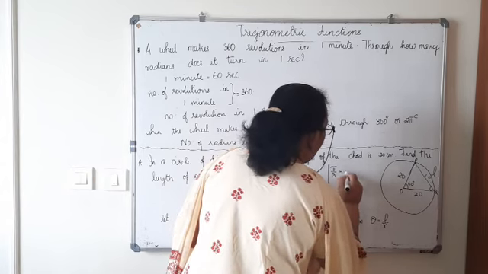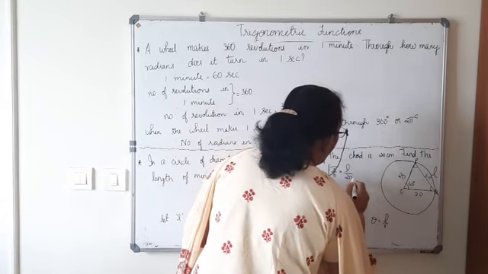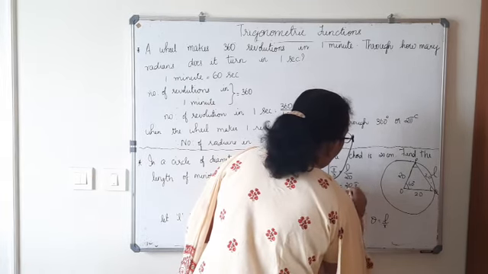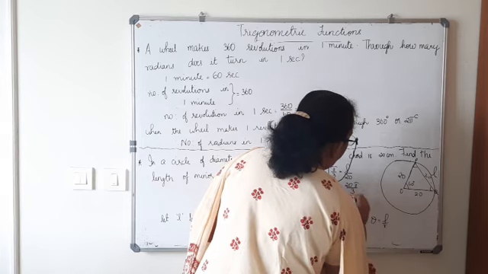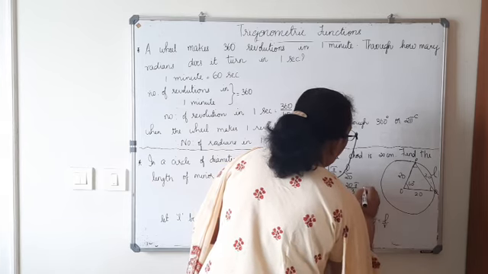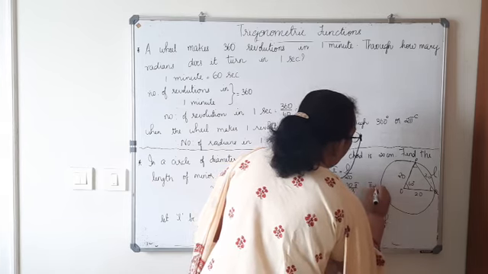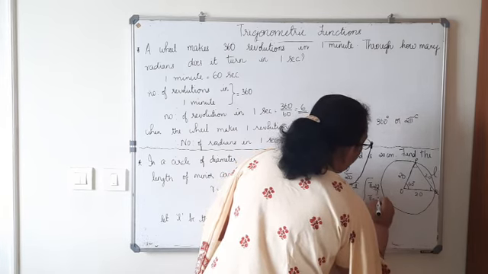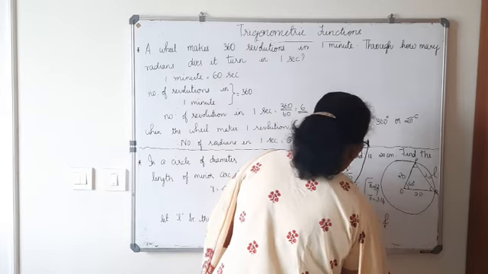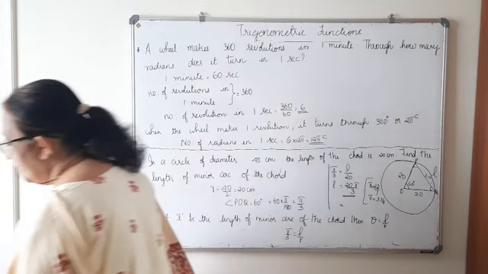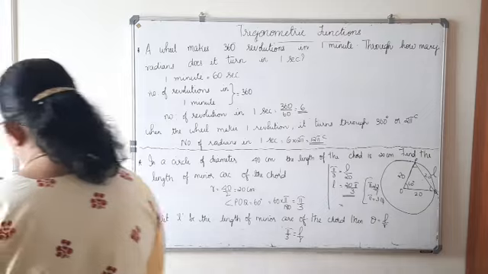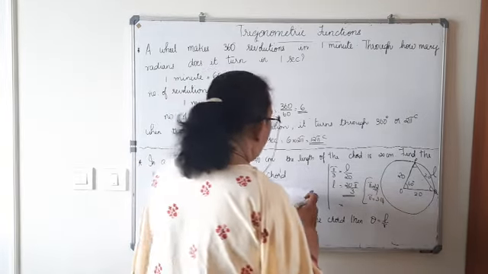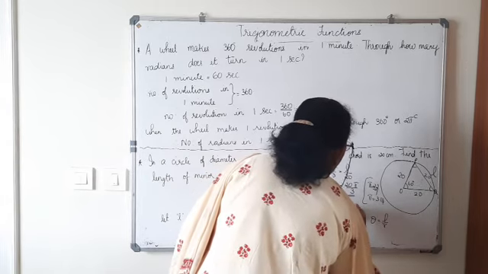Pi by 3 is equal to L by the radius, which is 20. So L is equal to 20 pi by 3. If you want, you can take pi is equal to 22 by 7 or pi is equal to 3.14 approximately. So you get the answer is equal to 20.95 centimeters.